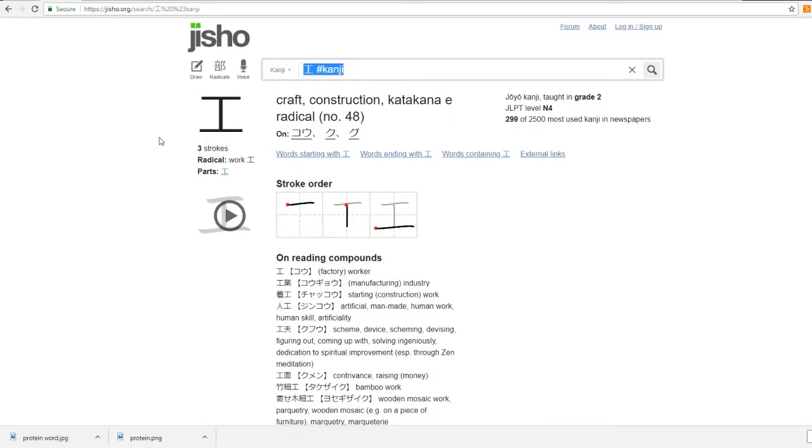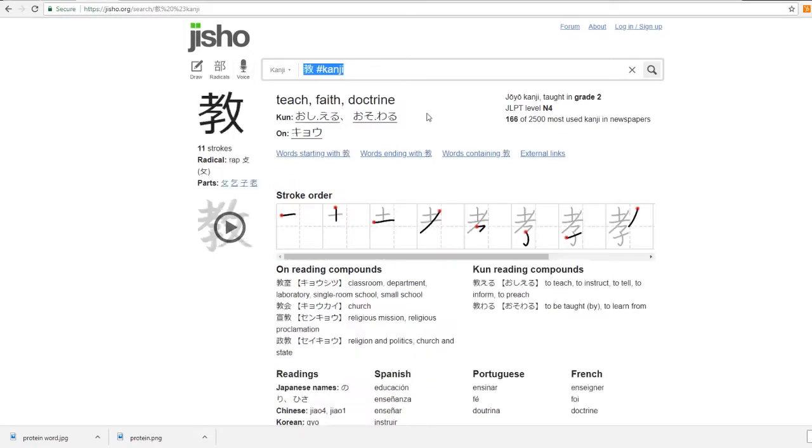Next one's craft. We've already mentioned this one before because it's a common radical in a lot of the other things we've looked at. It kind of just looks like one of those metal bars that go in a building, like if you think like Donkey Kong. That's how I like to remember it. The onyomi for this is going to be ko.